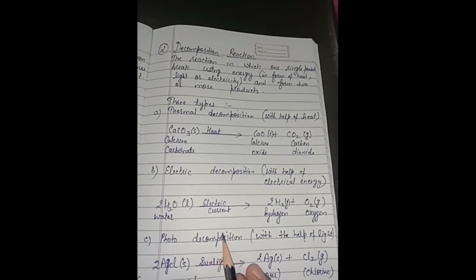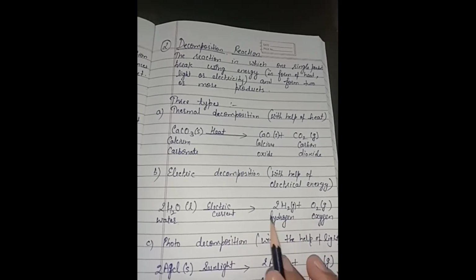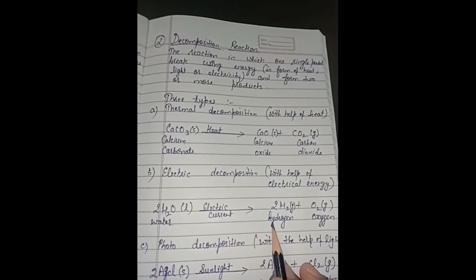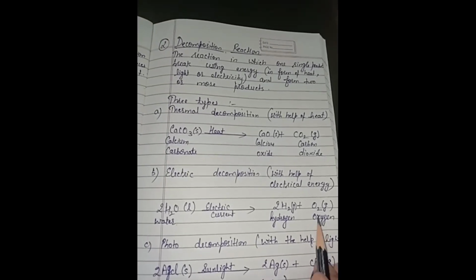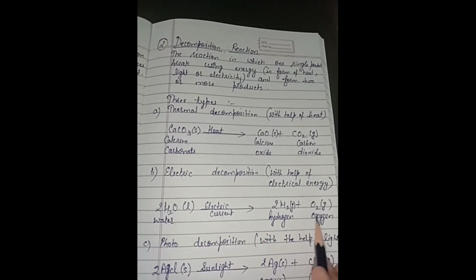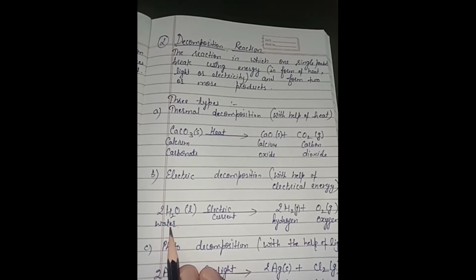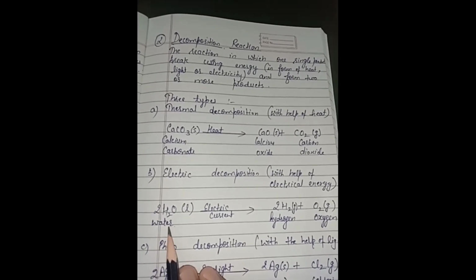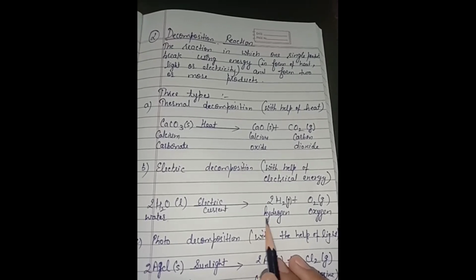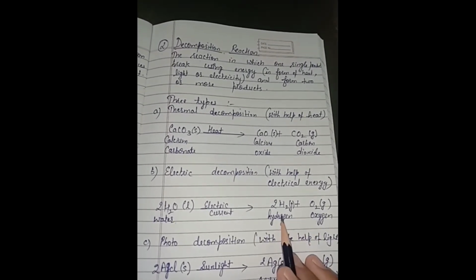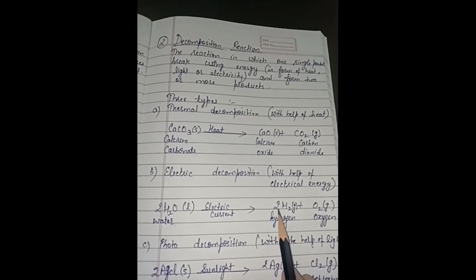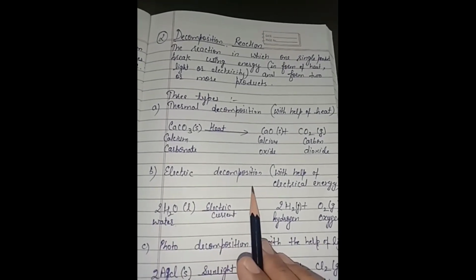Here one question can also arise: among the two gases, the amount of one gas will be double compared to the other gas, because when we balance this reaction, 2 moles of water will break to form 2 moles of hydrogen and 1 mole of oxygen. So the amount of oxygen gas produced will be half, and the amount of hydrogen gas produced will be double. So this is the type of electric decomposition.